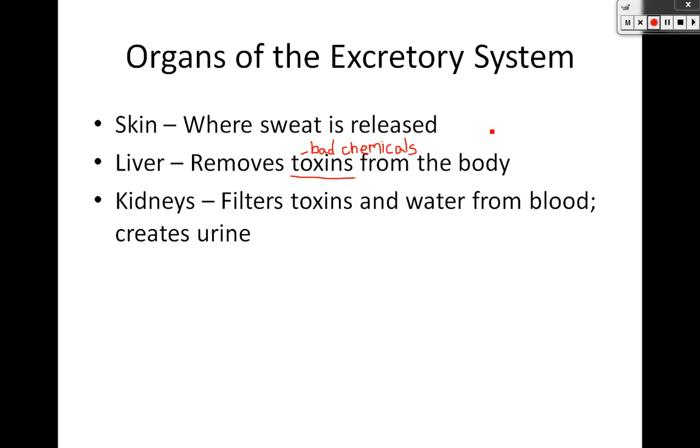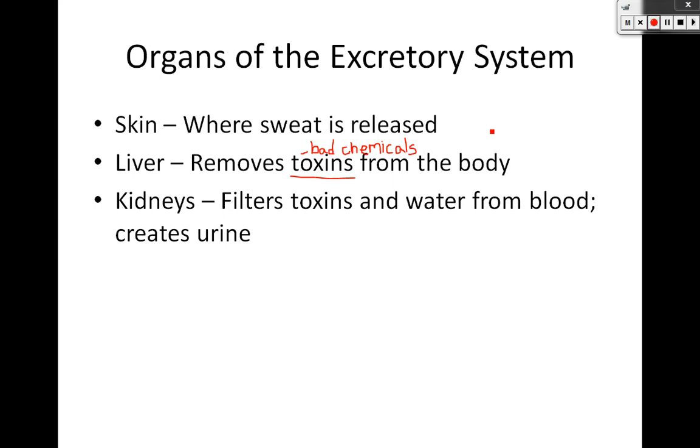Then we have the kidneys. So the kidneys filter the toxins and water from the blood. So the liver removes the toxins from the things we eat, and then the kidneys filter any toxins from the blood, but also filters water from the blood. And the reason the kidneys also filter water is because then that creates urine. So urine is the fancy word for pee.